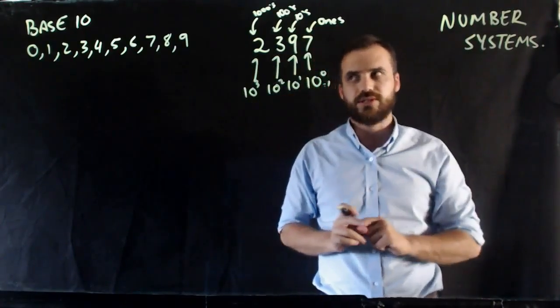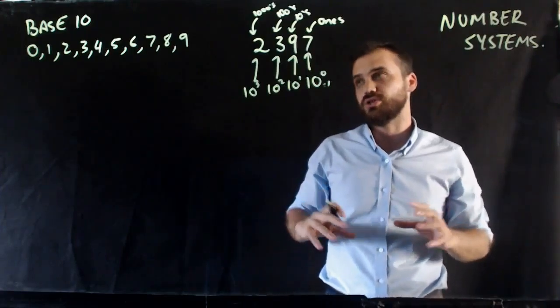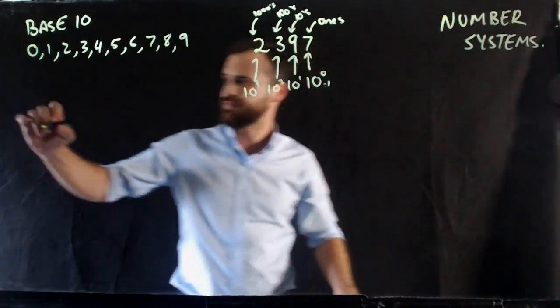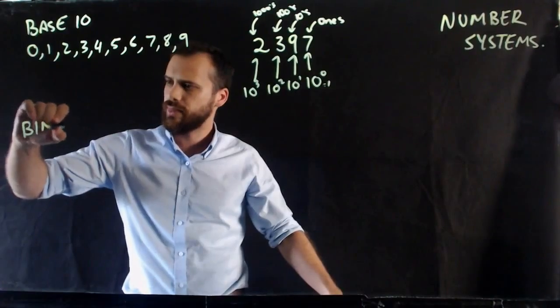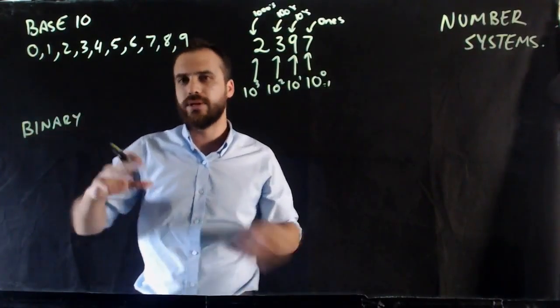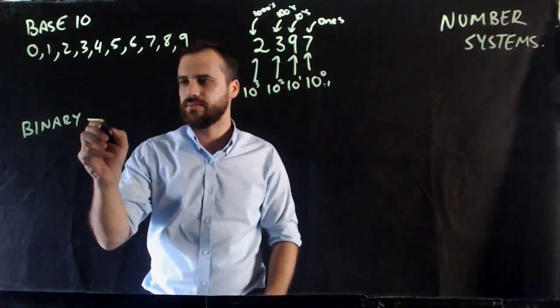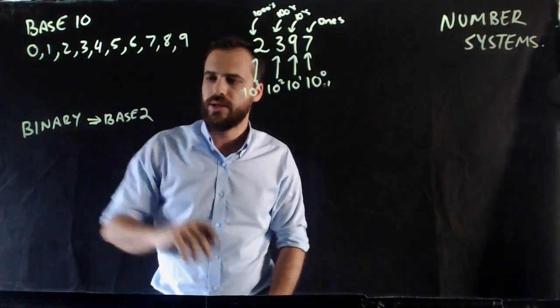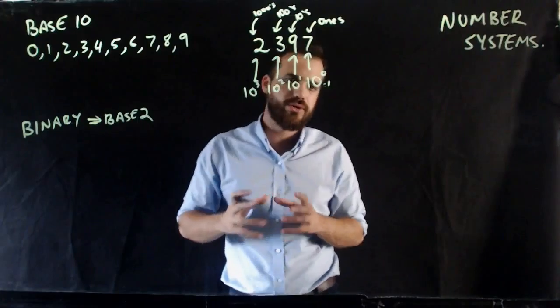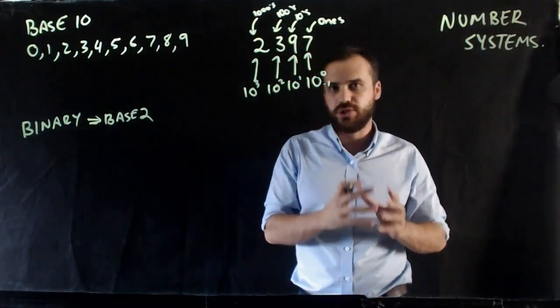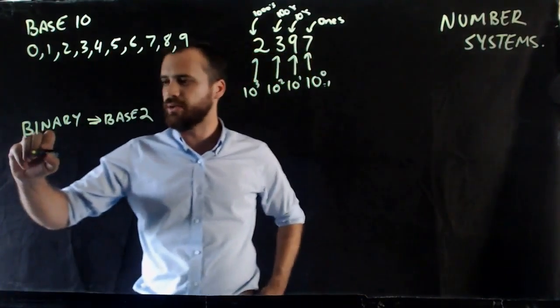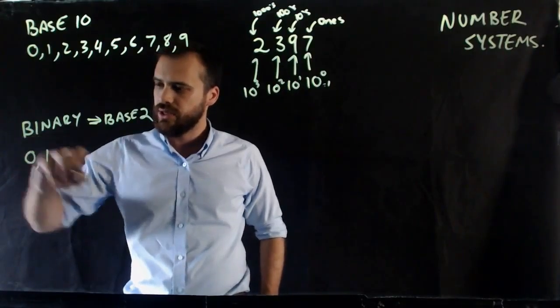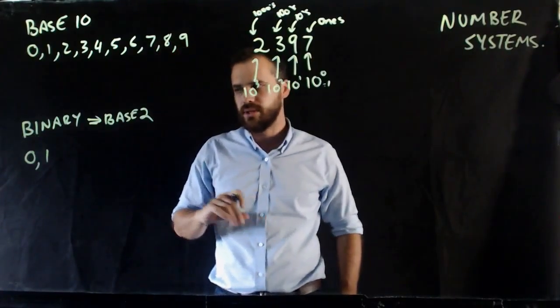Now, why have I used this notation? Because now I need to show you a different base. We can also talk in binary, which is base 2. This is the language of computers. They use base 2, which is made up of only 2 digits, zeros and ones.